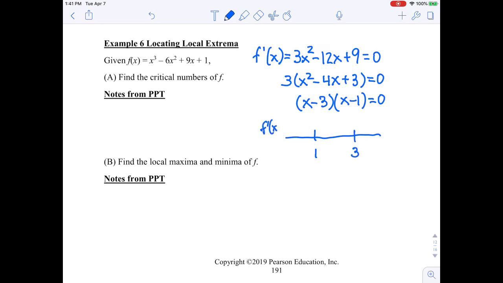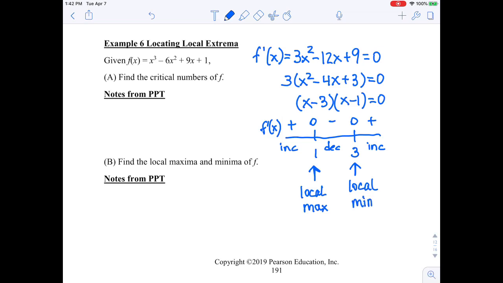Okay, so we create a sign chart, finding out what's the sign at each of these. When it's less than 1, it's positive. When it's between 1 and 3, so say 2, it'll be negative. When it's greater than 3, it's positive. So it's increasing here, decreasing, increasing. The local max and local min: this would be an increasing to decreasing, a local max. And this would be a local min.